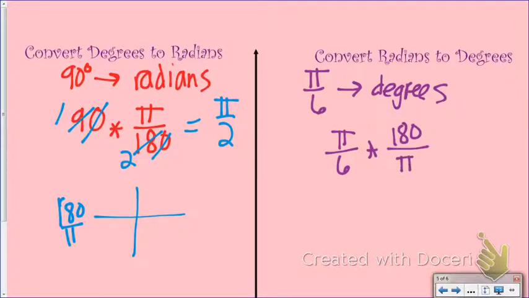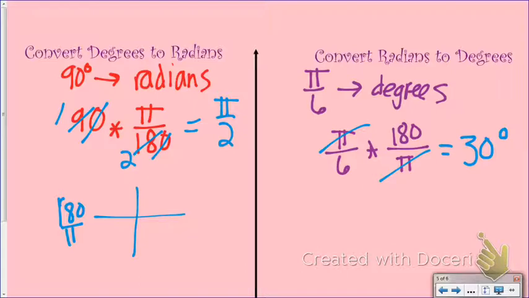And again, this helps you see which one's 180 over pi and which one's pi over 180, because if you look, by doing it this way, what's going to happen to your pi? They cancel out. So all I'm left with is 180 over 6, which we know simplifies to 30 degrees.